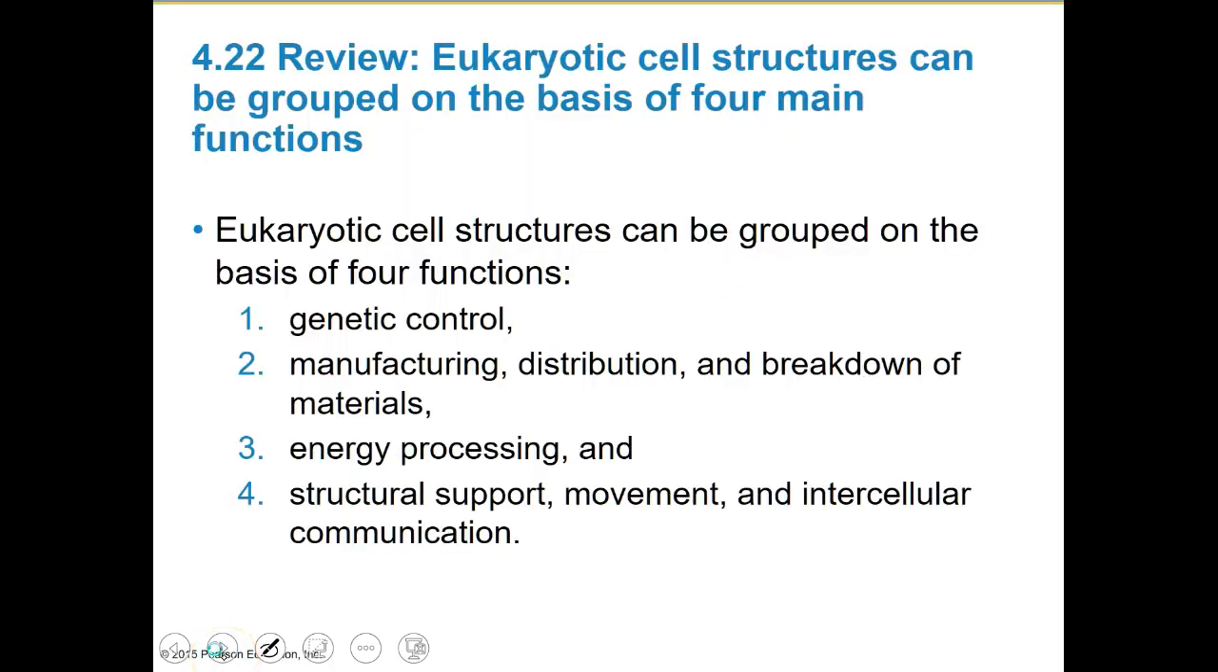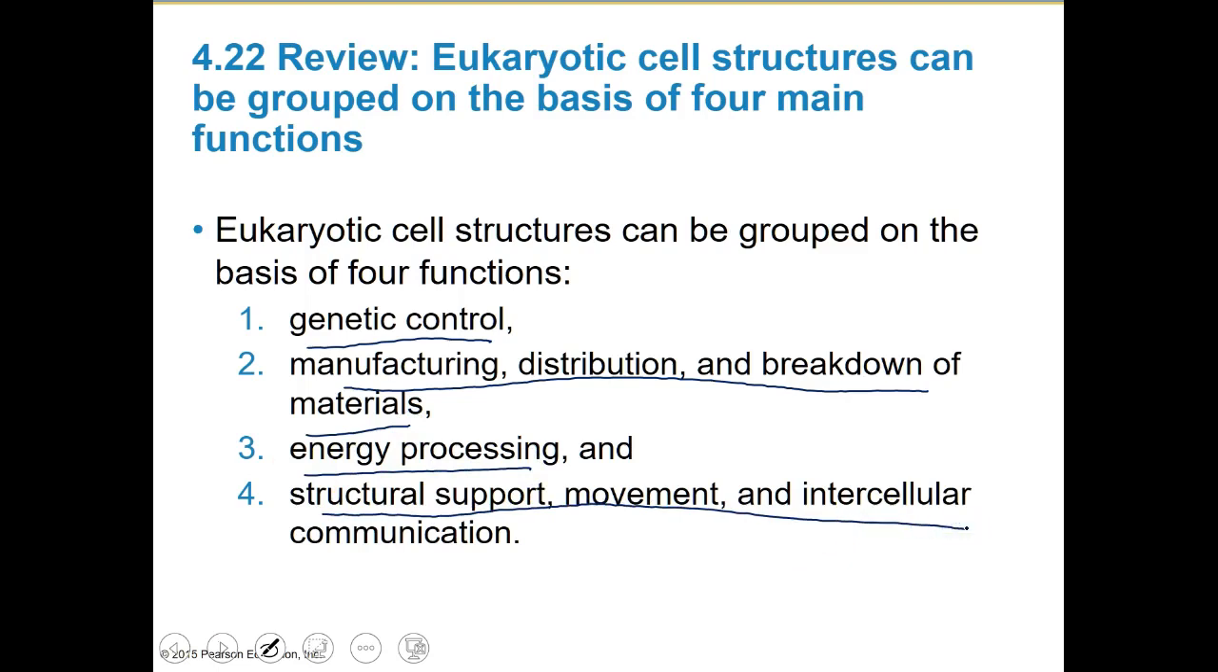There you go. Quick review. Eukaryotic cells can be grouped based on 4 functions: genetic control, manufacturing, distribution, breakdown of materials, energy processing, structural support, movement, and intercellular communication. We covered these 2 today. These were all those, I lost the term for it, endomembrane, and this is basically just nucleus stuff. So take a look at that.